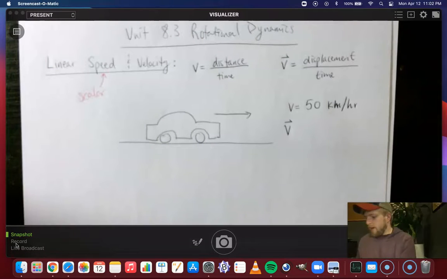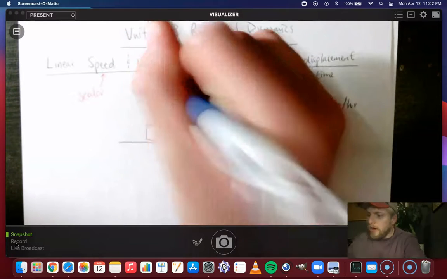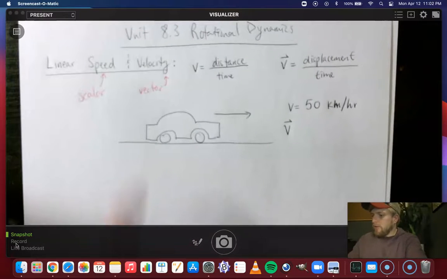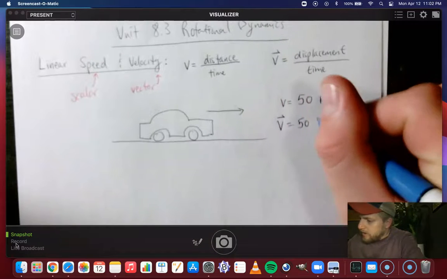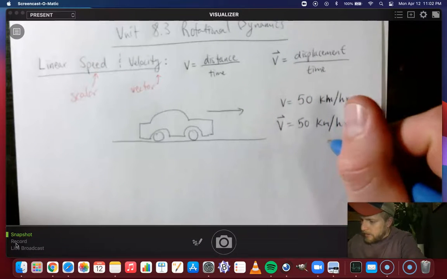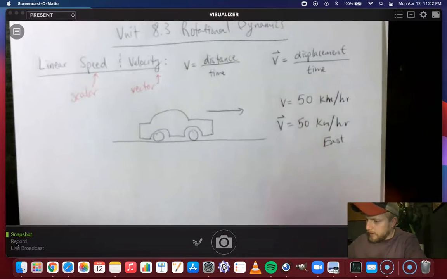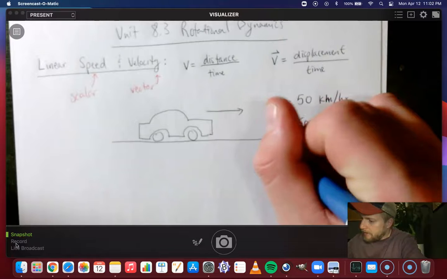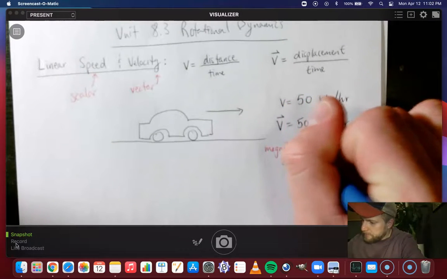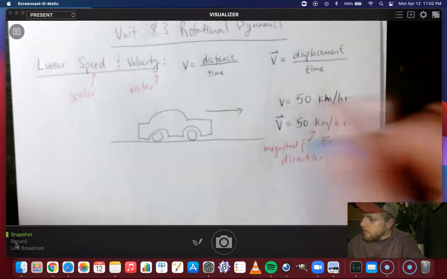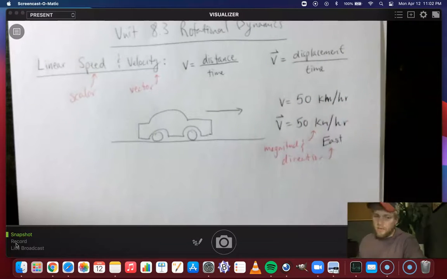Now, if we wanted to describe the velocity, remember that is a vector quantity, and vector quantities require both magnitude and direction. So if we wanted to accurately describe this, let's just say that this is going 50 kilometers per hour to the east. So notice for the vector quantity, we've got both magnitude and direction. The 50 kilometers per hour is the magnitude, the amount of velocity that we have, and east is the direction.